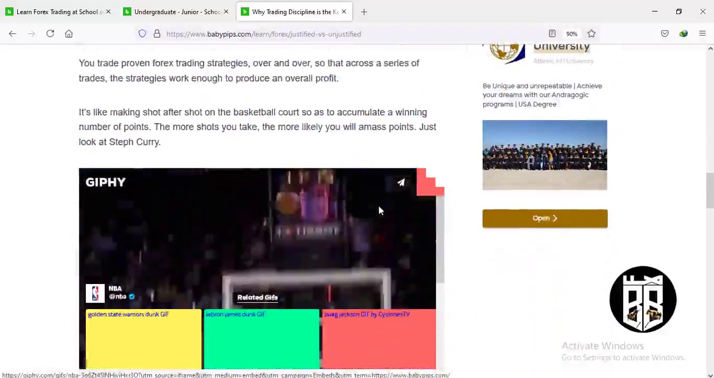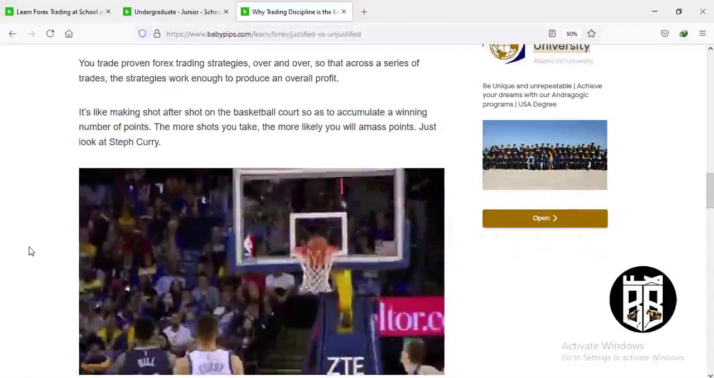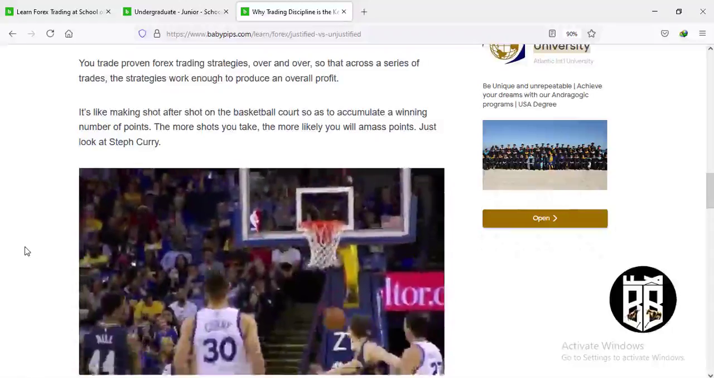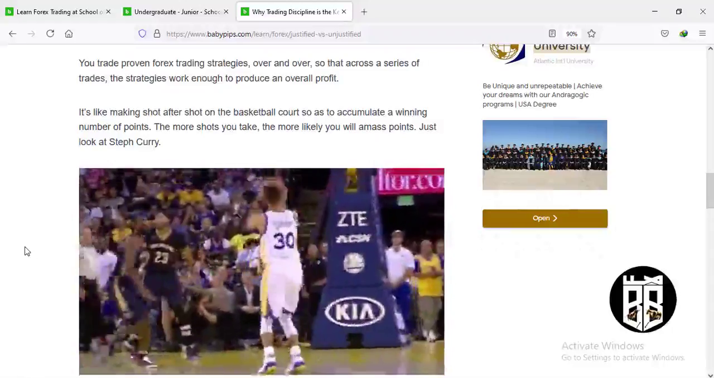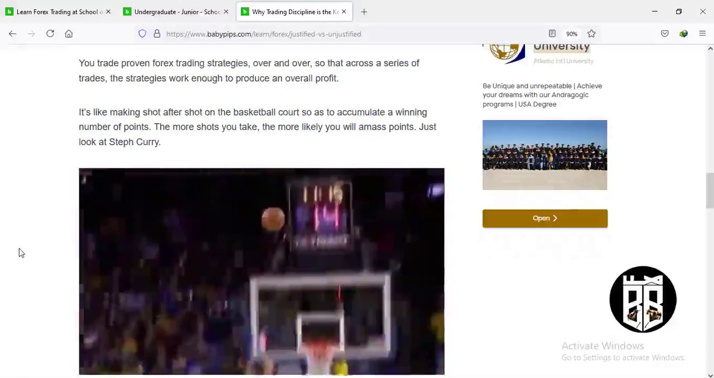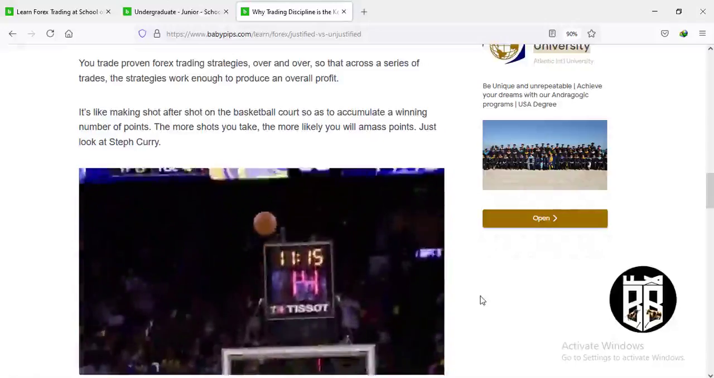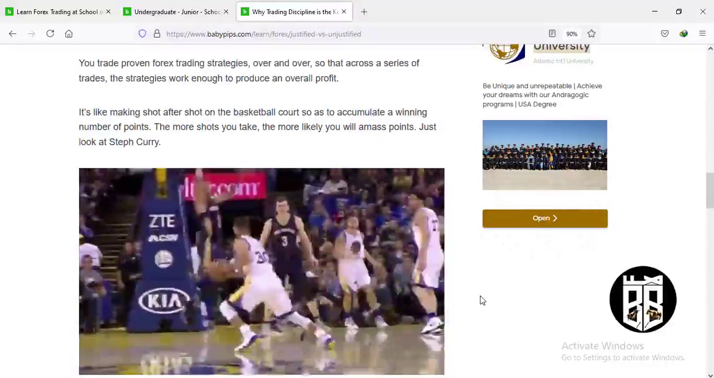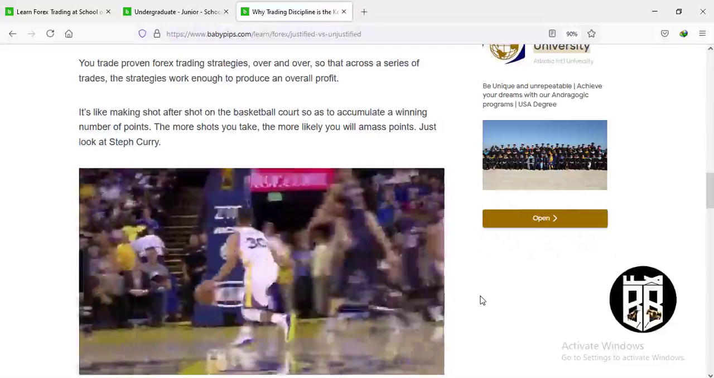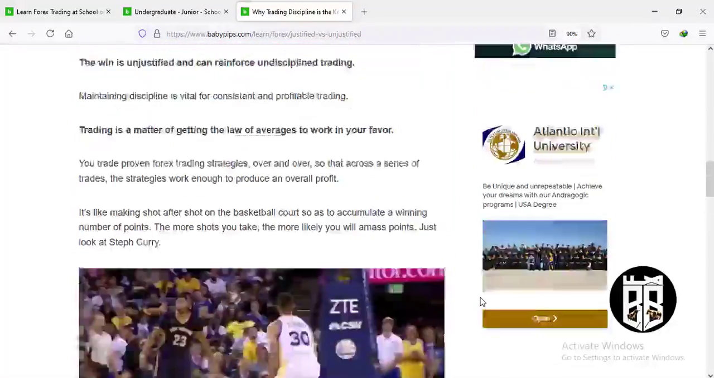Look at Steph Curry. Steph Curry first started developing how to shoot, how to make a shot. Once he practiced how to make a shot in a particular manner, whenever he goes to the basketball court, he just does that again. What he has been doing consistently, the same way, the same pattern, the same way to jump, how to throw his hands and everything, and he's winning. And that's why his name is Steph Curry.